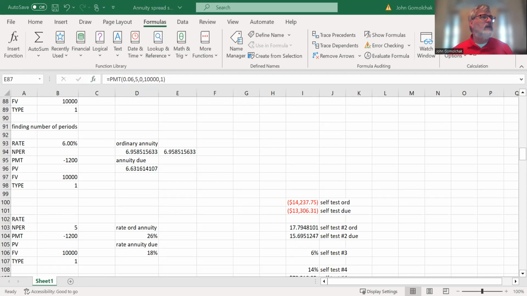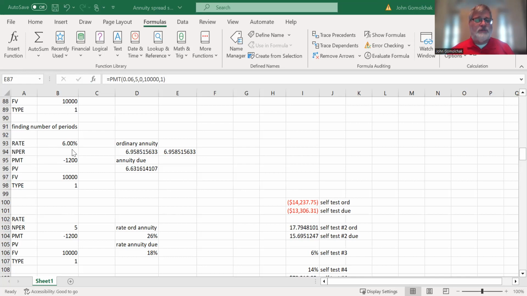All right, so moving along, finding the number of periods. Same thing, I have our chart over here. Rate is 6%. We know that the payments, let's see, so suppose you decide to make end of year payments. You can save only $1,200 per year, assuming you would earn 6%. How long will it take you to get $10,000?